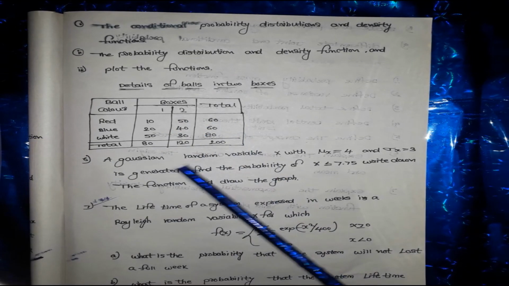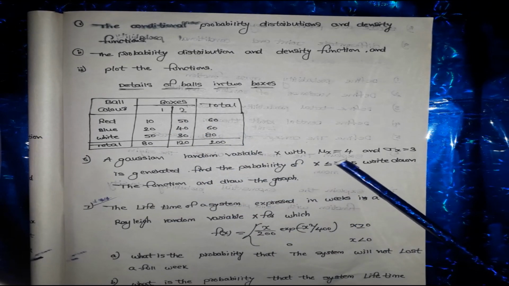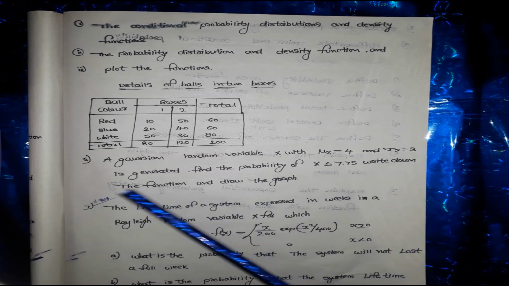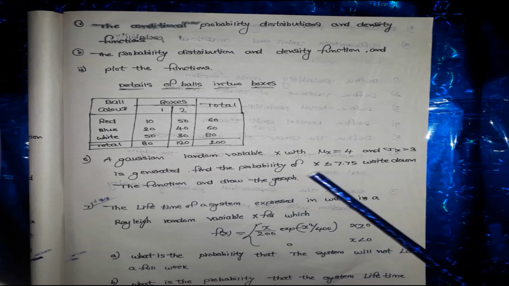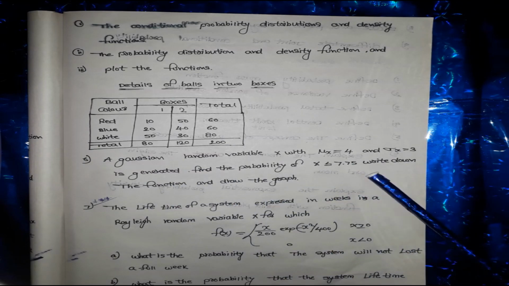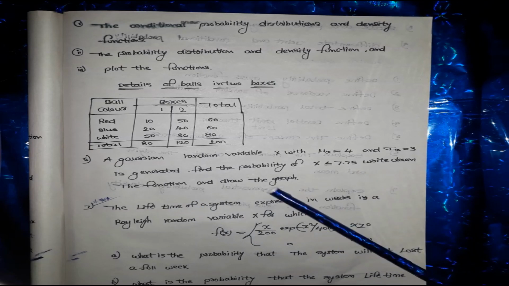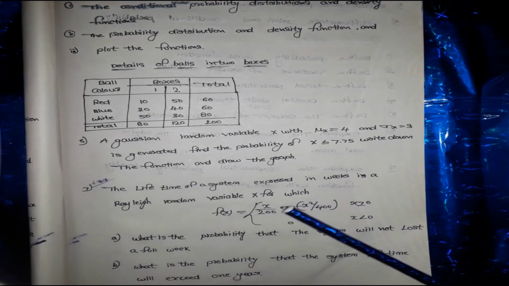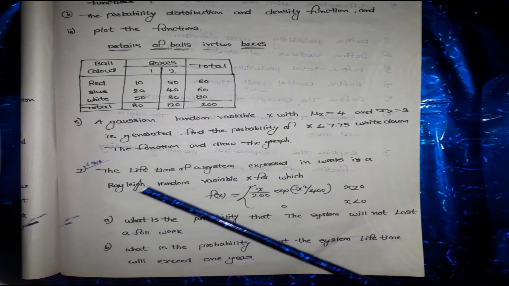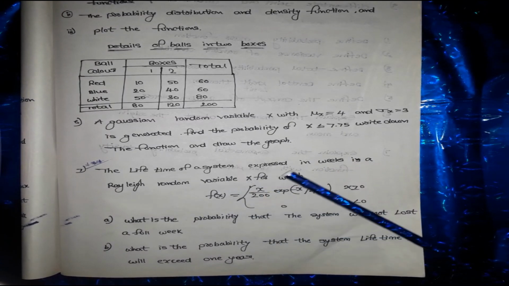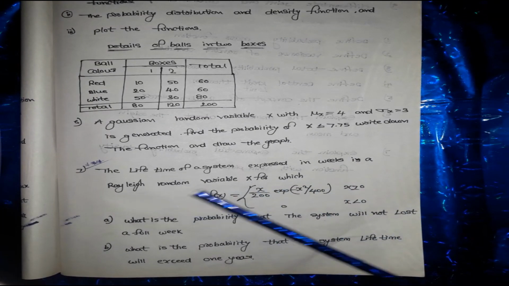A Gaussian random variable X with mean of X equal to 4 and standard deviation equal to 3 is generated. Find the probability of X less than or equal to 7.74 with the function written down, and draw the plot graph.